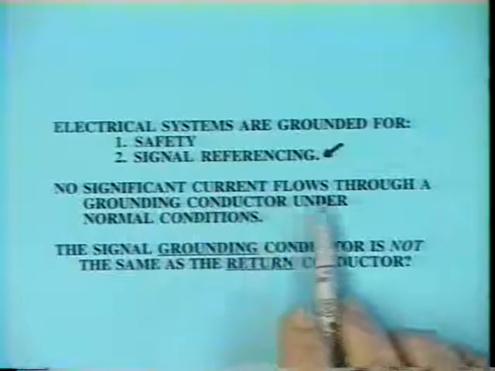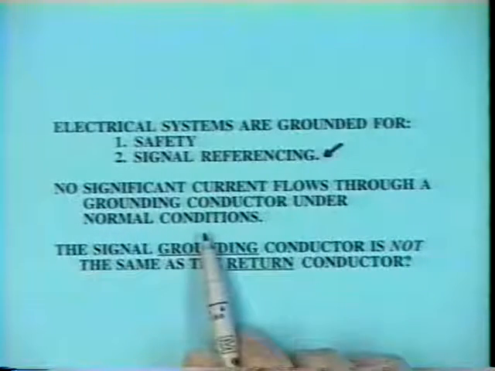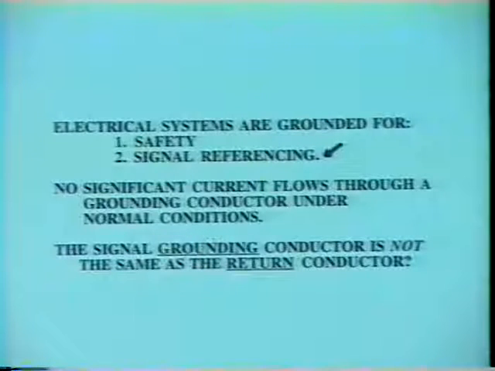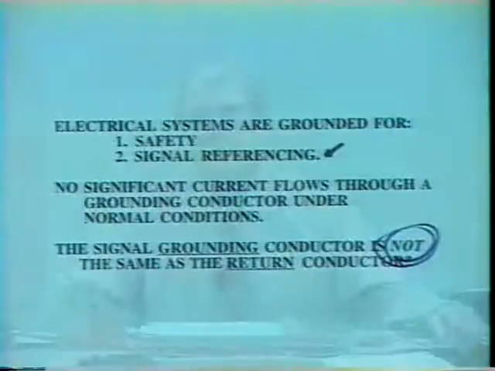No significant current flows through a grounding conductor under normal operating conditions. And that is true of both safety grounds and signal grounding conductors. And again, the signal grounding conductor is not the same thing as the return conductor. It's very crucial to us in our system designs that we make a clear distinction between what are signal return conductors, which are obviously current carrying, and what are grounding conductors. Grounding conductors carry no objectionable current. They do, in fact, carry small amounts of current, even under normal operating conditions. But we try to keep that current at a minimum.